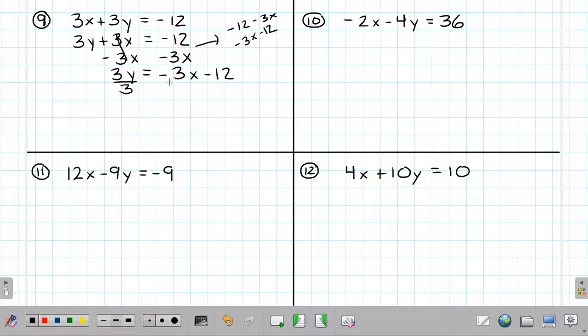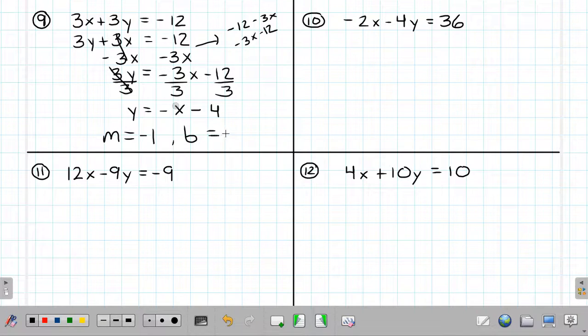And then the last step is to divide by 3. So we get y is equal to negative 1x, or negative x. Negative 3 over 3 is negative 1, so negative 1x, minus 12 divided by 3 is 4. So slope in this case is negative 1. Y-intercept is negative 4.